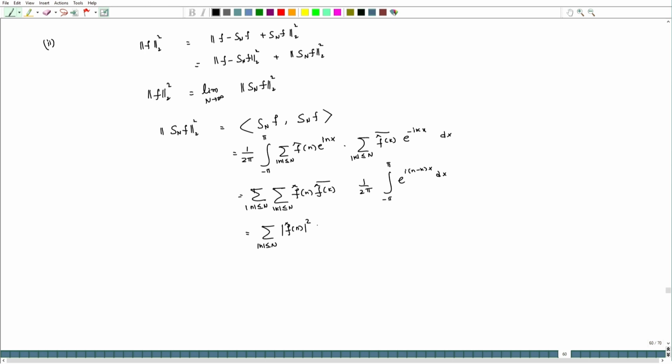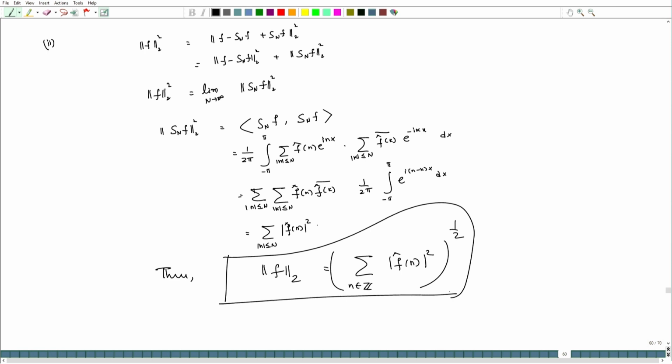So, hence the limit is going to be, this is a monotonically increasing sequence which is bounded above, therefore, the limit is going to exist and this limit is nothing but going to be the norm of f. Thus, this is one of the most important results in this subject.